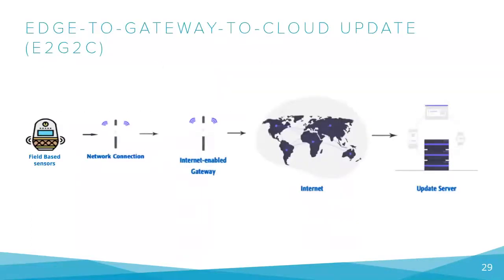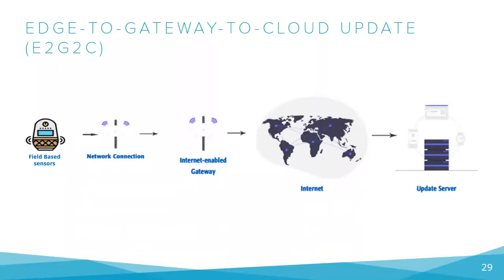Next is edge to gateway to cloud update, that is E2G2C. So an internet connected gateway acts as a dispatcher. It downloads from the cloud based server and then dispatches to another gateway or edge. In this case, the IoT devices should be able to execute the update by themselves.